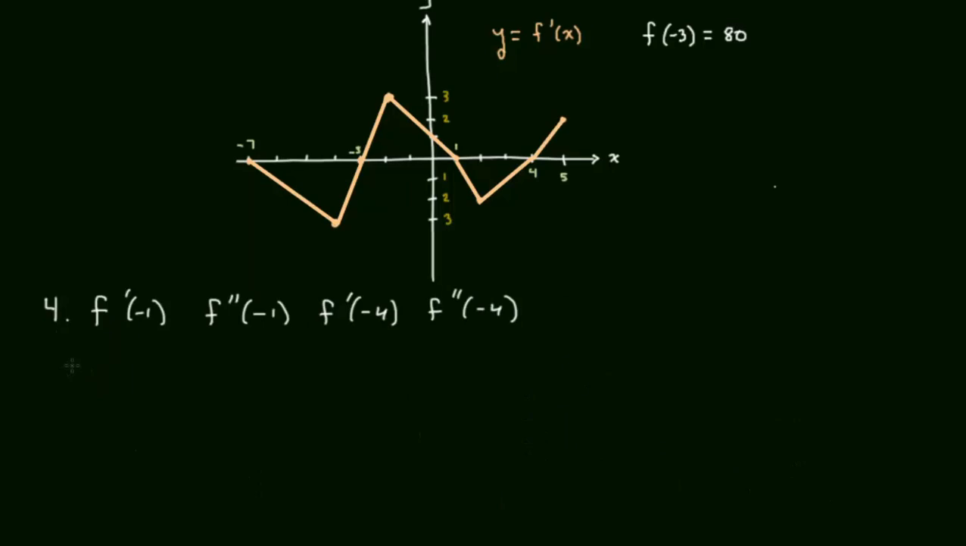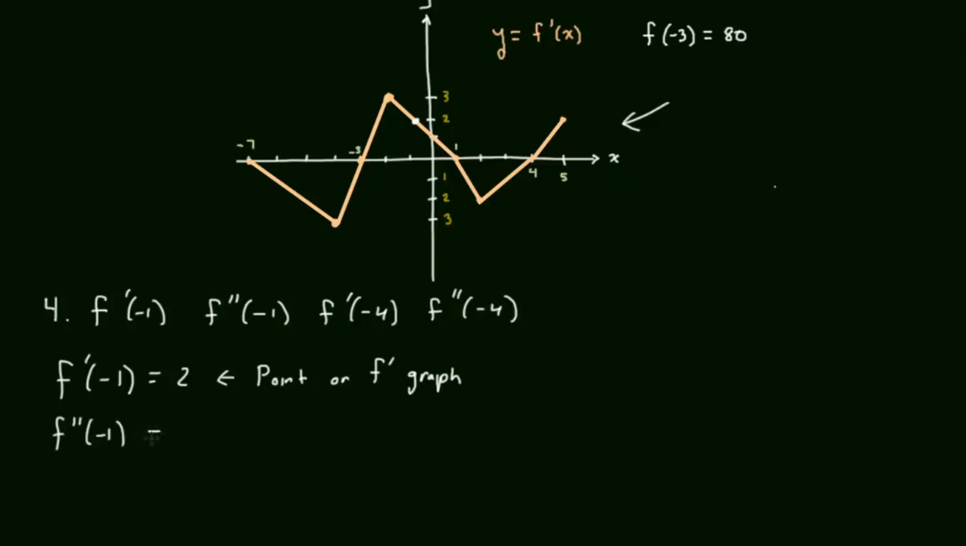Question 4 wants us to evaluate several expressions. F prime of -1, well, since this is the derivative graph, I have to simply go to -1 and figure out the corresponding y value, and that is going to equal 2. Which is a point on the f prime graph.